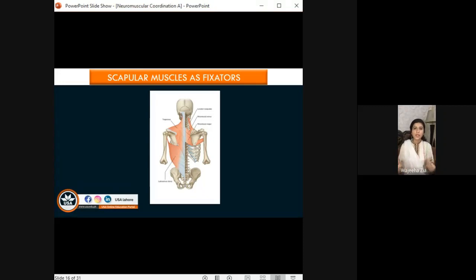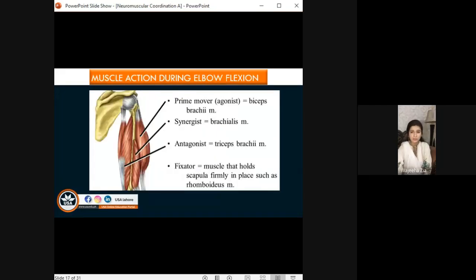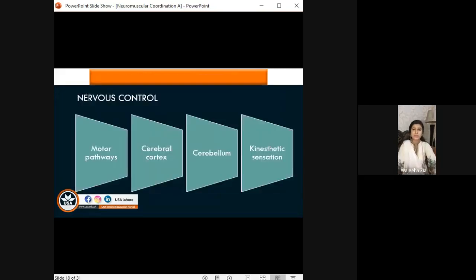Like right now, I'm sitting, I'm using my hand, but my scapular muscles, my trunk muscles, my lumbar muscles are providing the stability by fixation, by fixing the scapula in that position, by fixing the spine in that position, and by fixing the pelvis. So limb movements are mainly agonist and antagonist along with the synergist, but the trunk is mainly for fixation and stability.